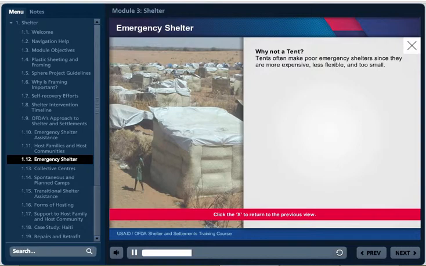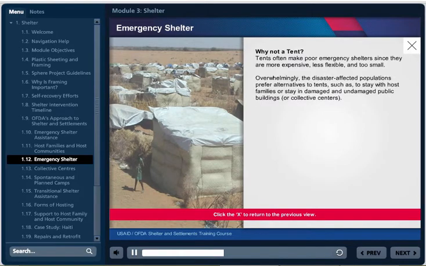Furthermore, anecdotal evidence collected by USAID OFDA during several humanitarian responses indicates that tents are rarely a priority to disaster-affected households. Overwhelmingly, the disaster-affected populations prefer alternatives to tents, such as to stay with host families or stay in damaged and undamaged public buildings or collective centers.